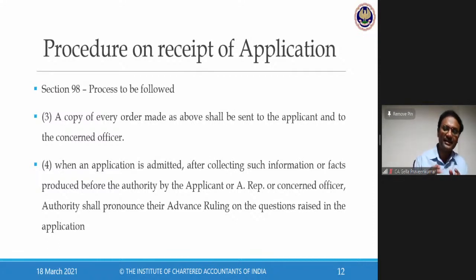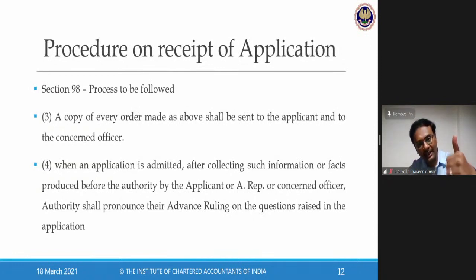Now, generally, what happens when I file my application? The officers would call for a personal hearing. They would like to hear from the assessee. Look, you have filed an application. You have explained these aspects. Do you have anything to say? Do you have anything to convey to the authority before they take a decision?